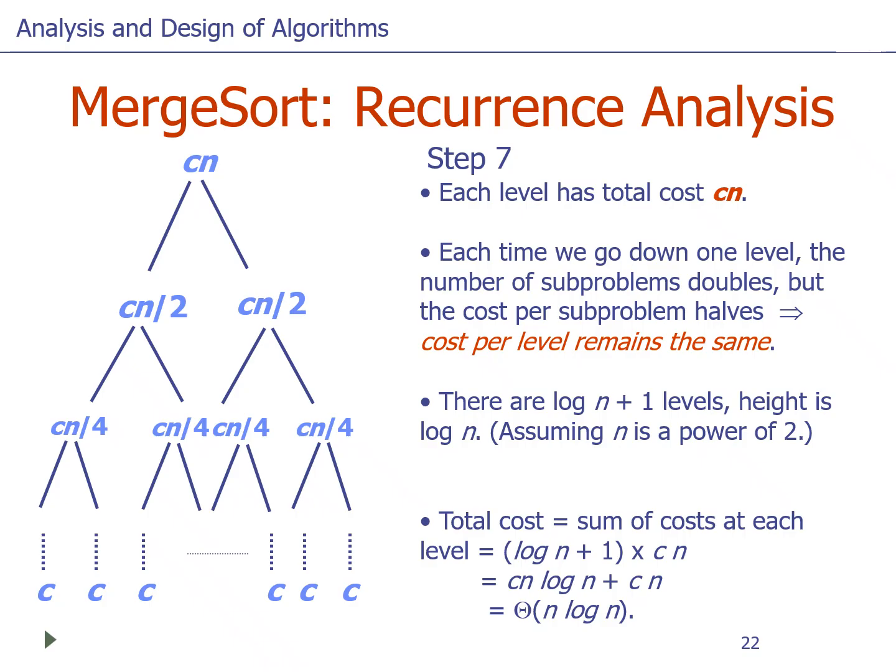Now, so what's the total effort done here? It's how many levels we have. We have h levels, which is log n, plus the first one, okay, multiplied by the cost of every level, which is n. So that will be n log n plus n. So n log n as a term will dominate, so we will say it's in theta of n log n. This is by a little bit of intuition. I will show you a more systematic way later on.